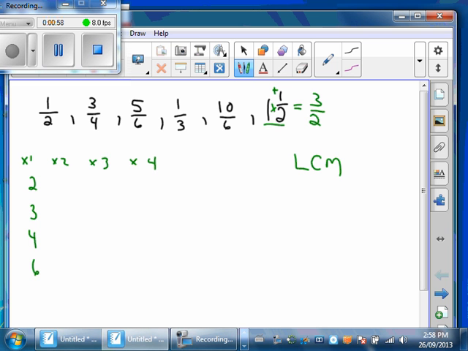Now we have to make sure that we have all the same denominator. We have to make our bottoms the same in order to compare them, because right now the bottoms are all different. We have denominators of 2, 4, 6, and 3. So we have to determine the lowest common multiple of those particular numbers, in order to find out what we're going to convert them into.